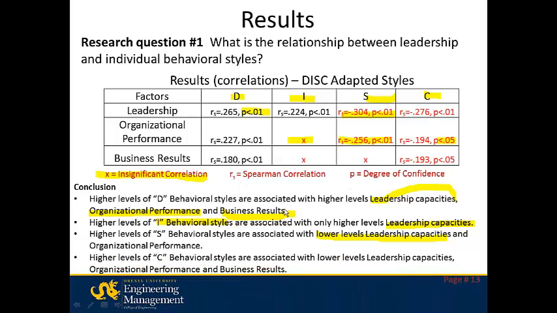And the final conclusion is that higher levels of C behavioral styles were associated with lower levels of leadership capacity, lower levels of org performance, and lower business results. This was a little bit surprising. Now, however, the R values, as you can see here, are relatively low. The closer it is to 1, the stronger the relationship. However, these are all statistically significant.